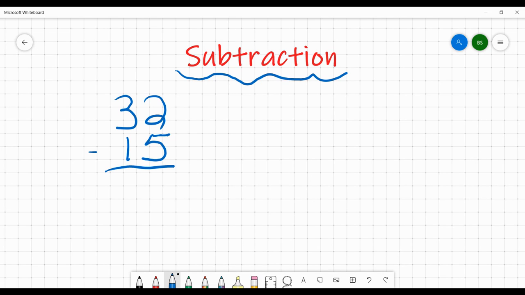We know that if you have a 2 in your one spot, that you cannot subtract 5. Think of it if you have two $1 bills. Can you give me five $1 bills? Of course not. We need more $1 bills. Okay, if we look over here, we see that we have three $10 bills. What if we just simply break one of those $10 bills into $1 bills?